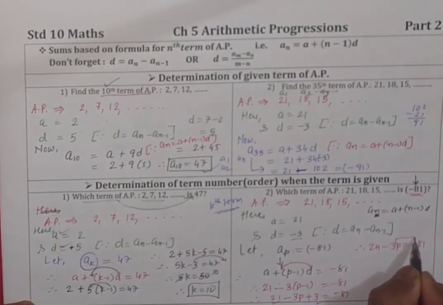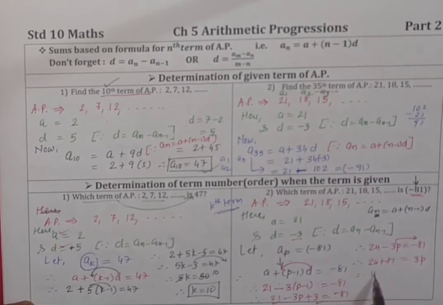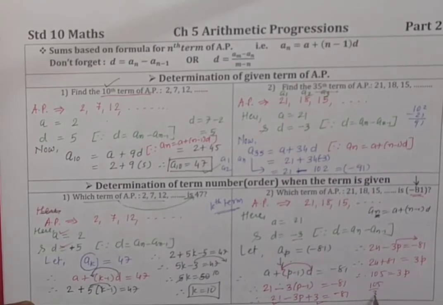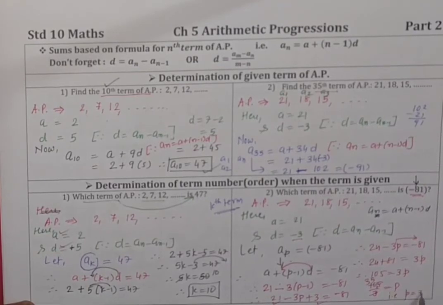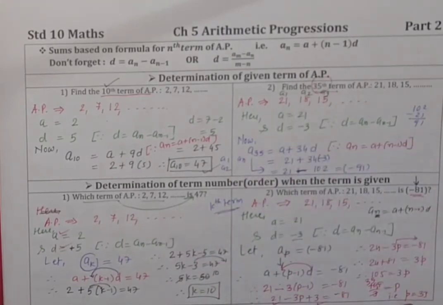Now the P we have to find is negative, so take it to the right hand side, so plus 3P, and bring minus 81 to this side, so 24 plus 81 becomes, now this is 105, that is 3P. So 105 upon 3 is equal to P. 3 ones are 3, 3 is 9, 1 remains, 3 5s are 15, i.e. P is equal to 35. We already knew it was the 35th term. Correct? So you can say 35th term is minus 81. Is that clear, children? Good.